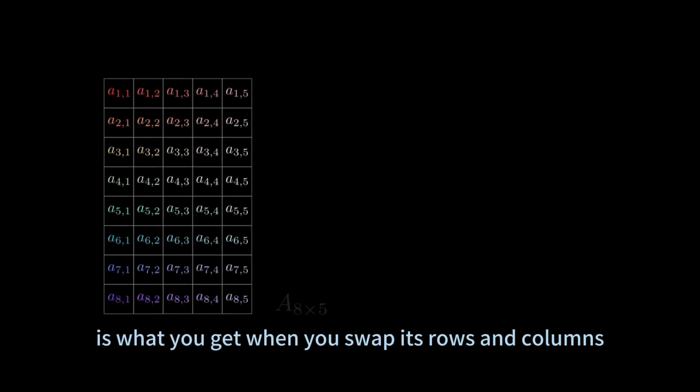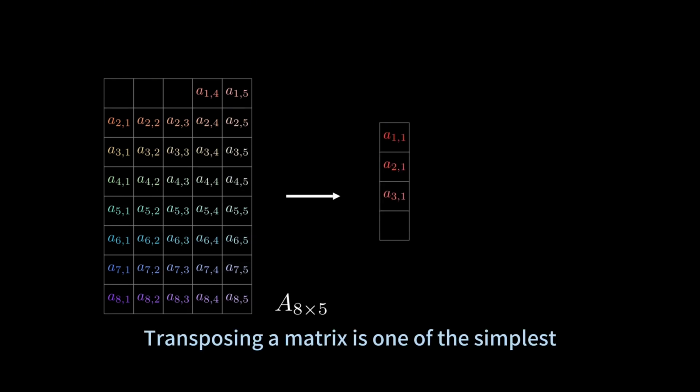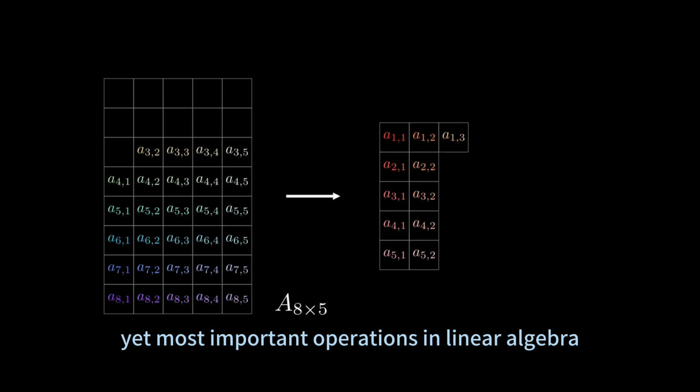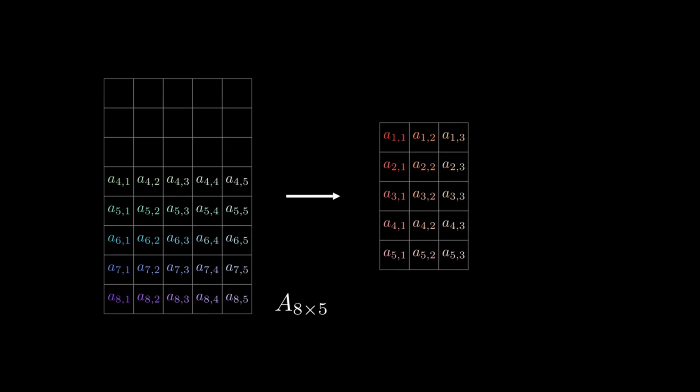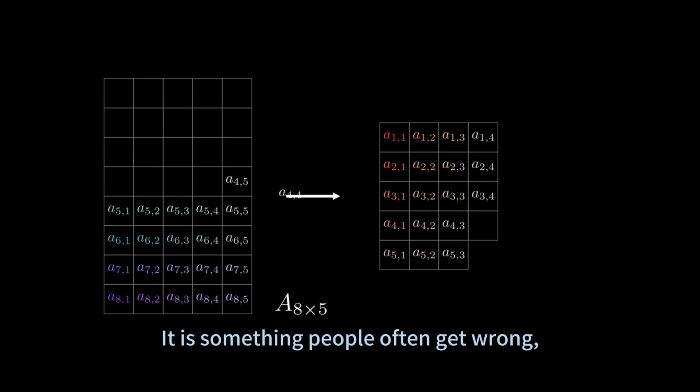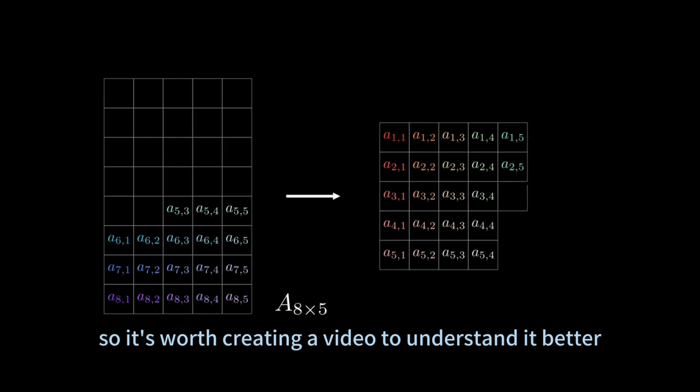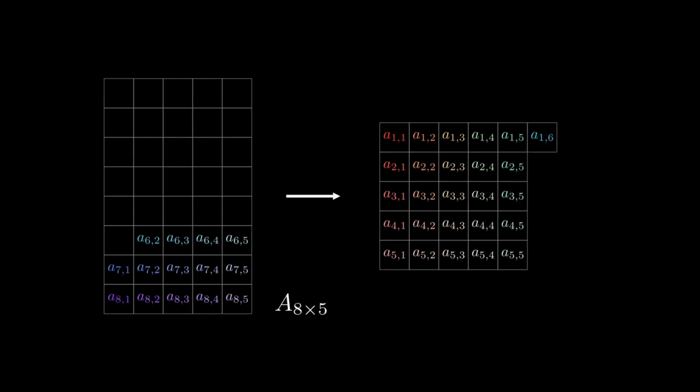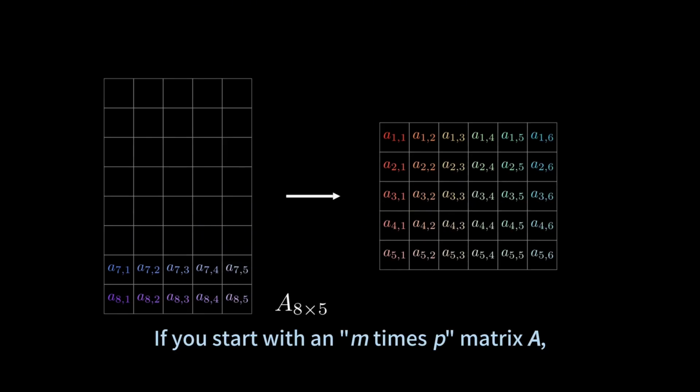Simply put, the transpose of a matrix is what you get when you swap its rows and columns. Transposing a matrix is one of the simplest yet most important operations in linear algebra. It is something people often get wrong, so it's worth creating a video to understand it better. You start with an M times N matrix A.